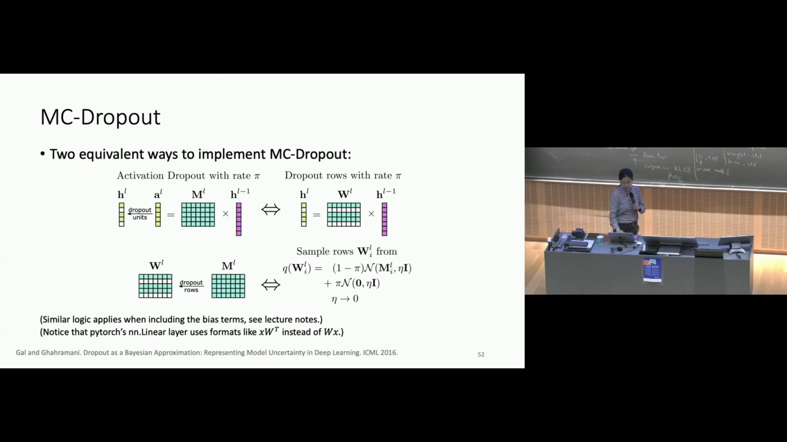Okay, so notice that here we are using this notation of W times X. I think in the PyTorch implementation, they actually use the notation of X times W transpose. So there are some differences in terms of implementation, but bear with me.